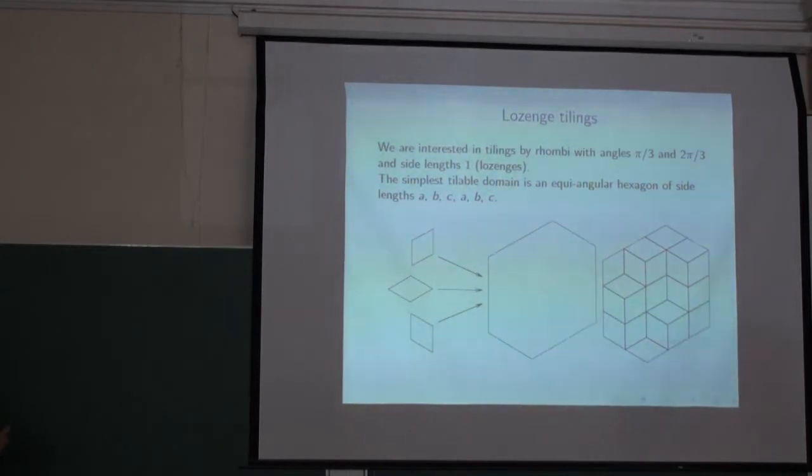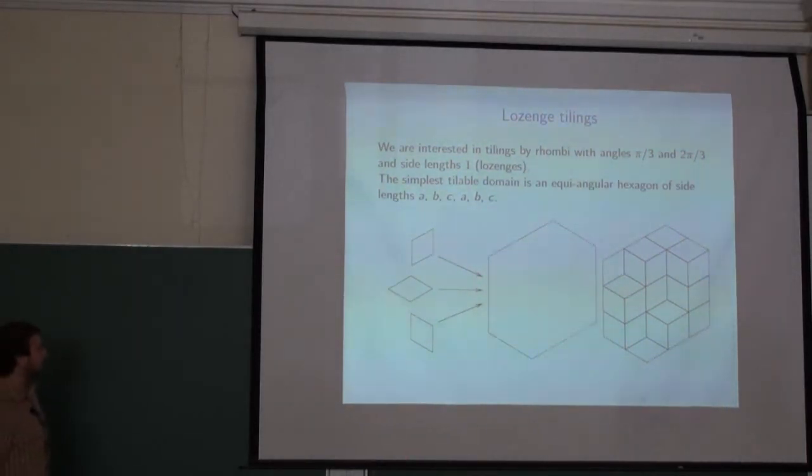So we want to tile planar domains with these lozenges. The simplest tileable domain is a hexagon with side lengths A, B, C, A, B, C. So we can tile it like shown here and get something.